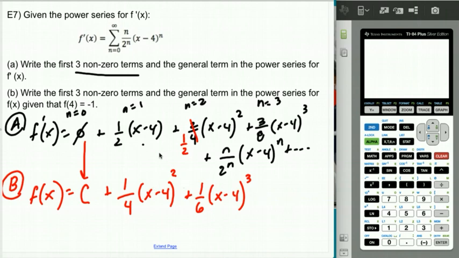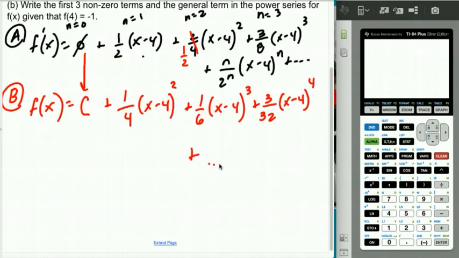Now, I was only actually asked to find the first 3 non-zero terms. So if we assume that c is not 0, I could stop. But I'm going to be safe, and find one more term in case c is 0, because if I plug in and find that c is 0, then I'm going to be really surly. I can tell you right now that c is not 0, but just to be safe, I'm going to integrate this guy too. So this would be a fourth, and I'm going to get 3/32 x minus 4 to the fourth. And then when I integrate the general term, I'm going to up the power by 1, so that'd be n plus 1. So this is n over 2 to the n times n plus 1 times x minus 4 to the n plus 1, up the power by 1 and divided by the new power, plus dot, dot, dot.